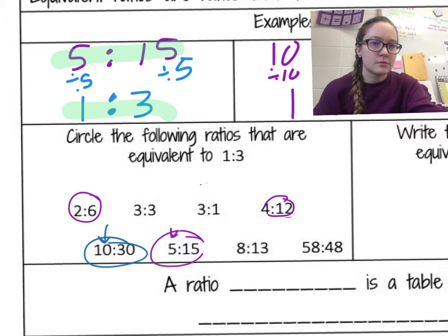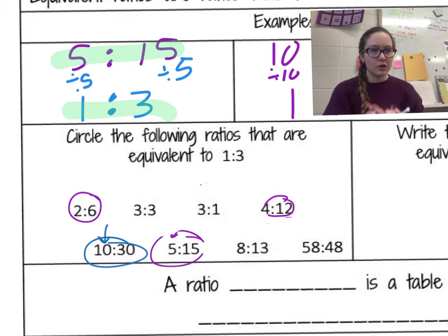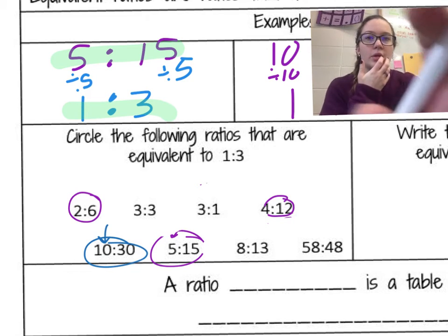Okay. So, all the ones we circled are equivalent because we either reduced those and got to 1 to 3, or we can multiply 1 to 3 on both sides and get the other one. So if I can divide or multiply by something and make them equal each other, they are equivalent. Okay?